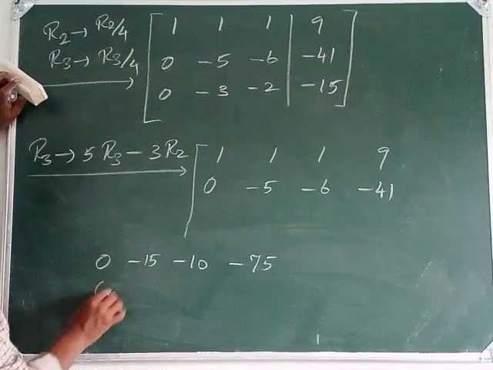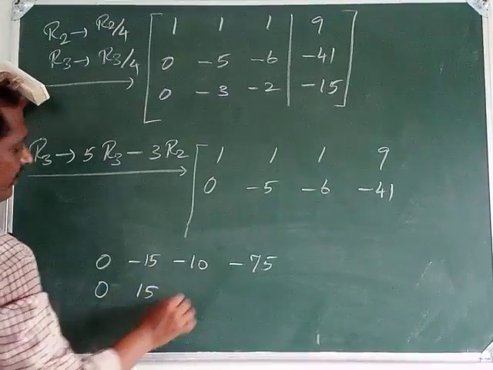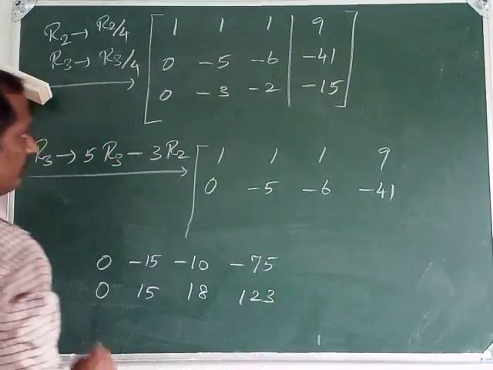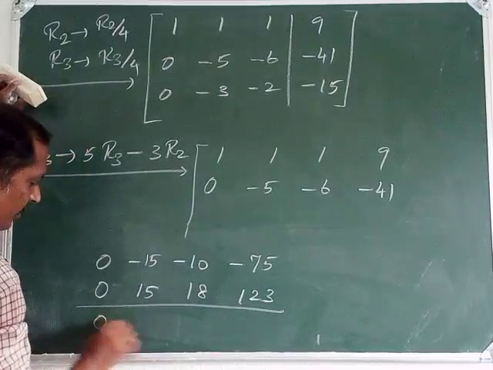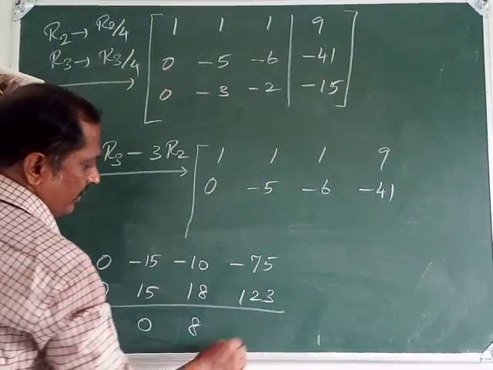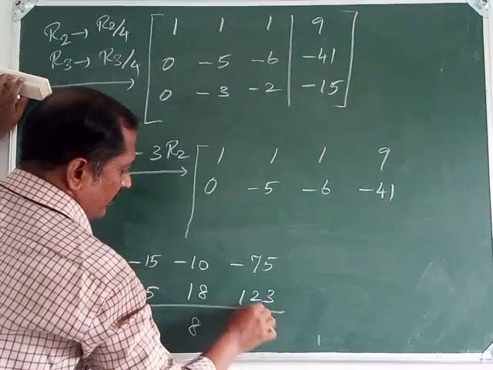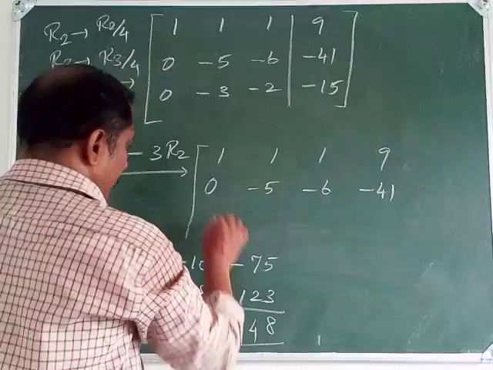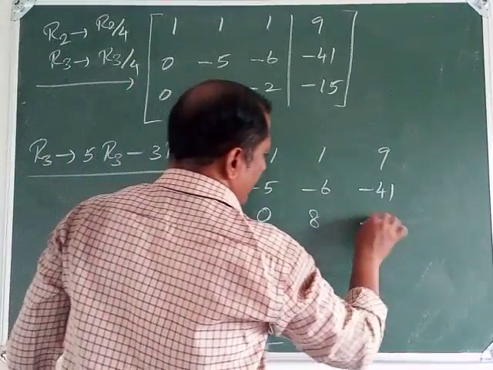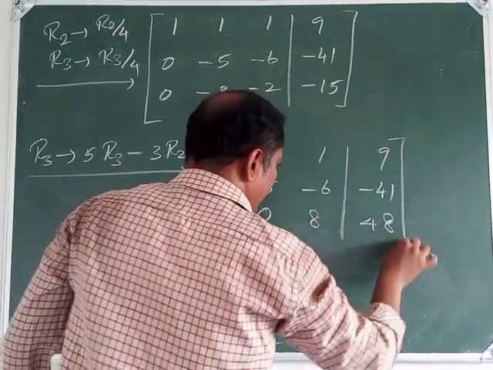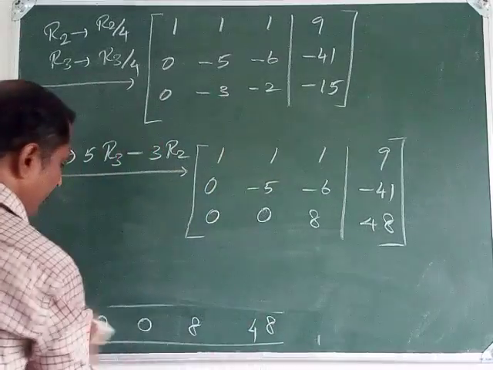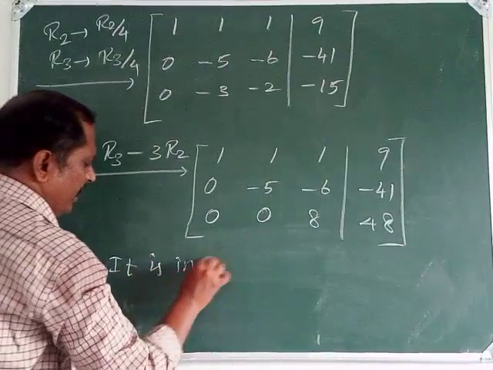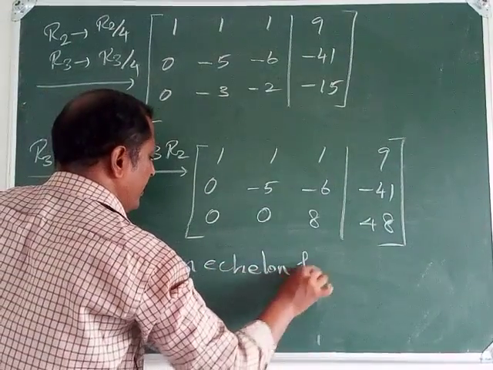Second row can be multiplied by minus 3. Minus 3 is plus 50, plus 18, plus 123. Adding this one we get 0, 0, 8, 48. So 0, 0, 8, 48. This is the third row elements. We get an equivalent form. Yes, this is an equivalent form. So it is the last one. It is in equivalent form.